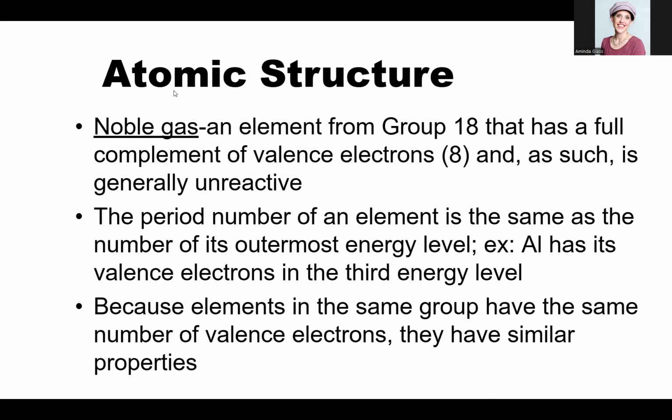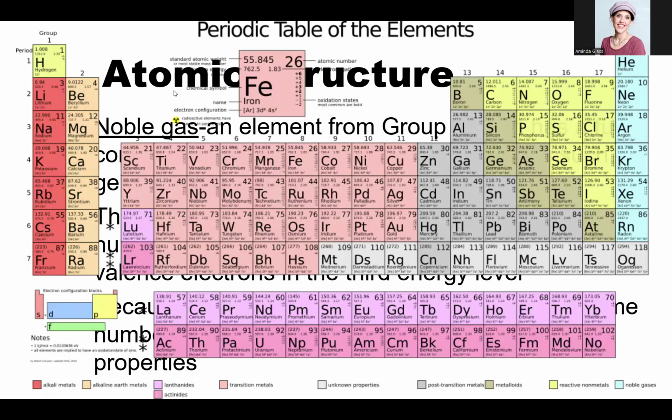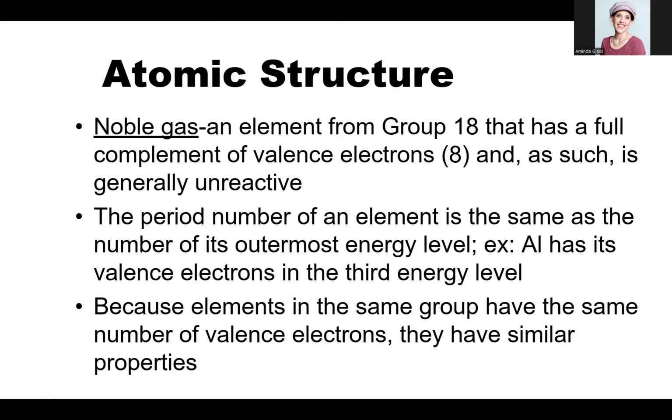You're going to see the periodic table lots this lesson. Now, noble gas is an element from group 18, and it has a full complement of valence electrons. So it has 8 outer electrons. And because it has 8 outer electrons, 8 is the magic number, so it's generally unreactive. Once atoms have 8 electrons in their outer shell, outermost energy level, they don't react.